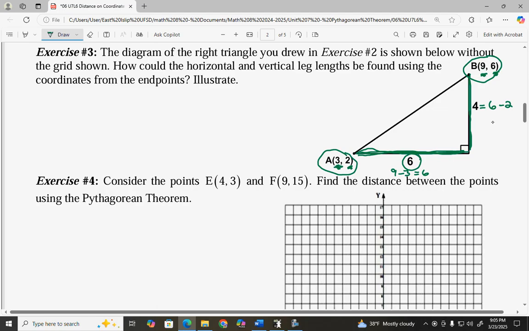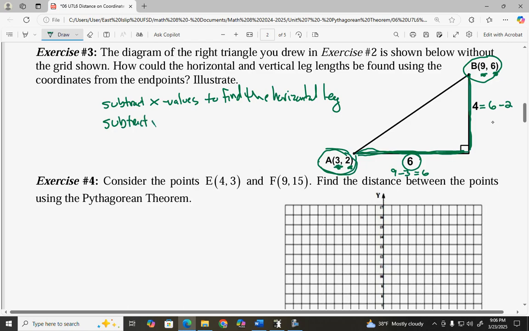So if you know what the coordinates are, you can find the lengths of the horizontal and vertical sides by subtracting. So subtract the X values to find the horizontal leg, and then subtract the Y values to find the vertical leg.